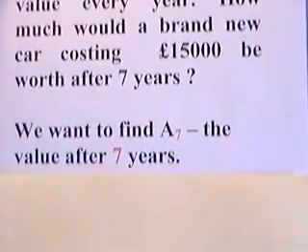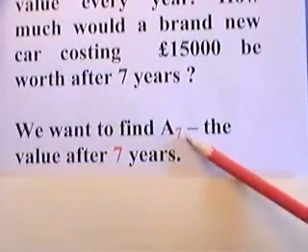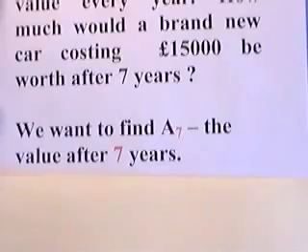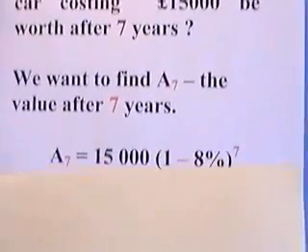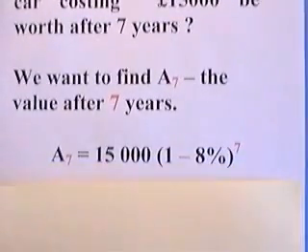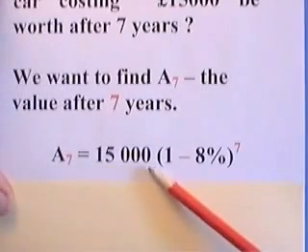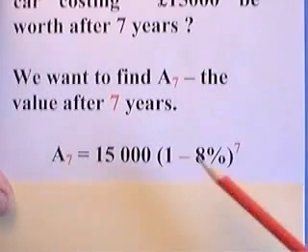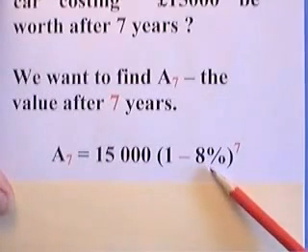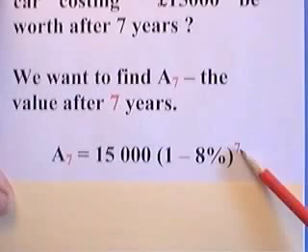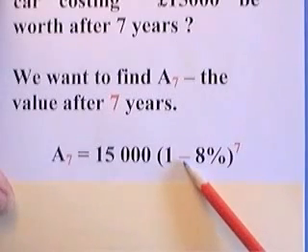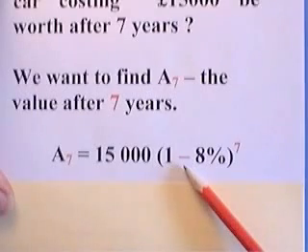We want to find A7, the value of the car after 7 years. Alright? Now, who can spot the difference in this formula to the last one? There's my original amount, £15,000. There's my percentage, 8%, and it's over 7 years. Yes, you've all spotted it. There is the big difference. This is now a minus sign, a takeaway. And why? Because the value is being lost each year.